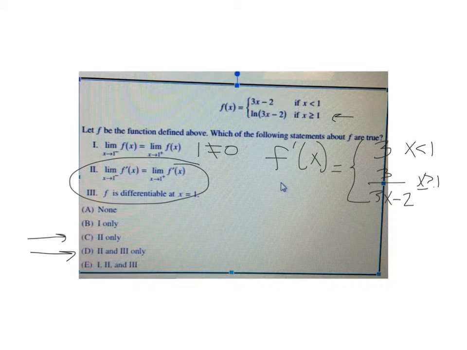I can tell you right now, without checking number 2, that number 3 is not true. Number 3 is not true. Without checking number 2, number 3 is not true. Why? Because number 1 needed to be true in order for it to possibly be differentiable.